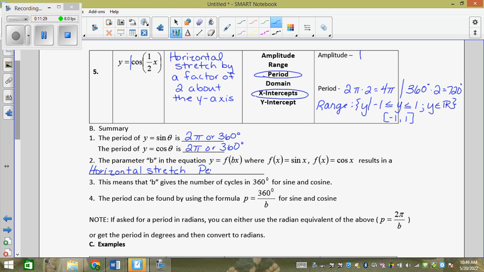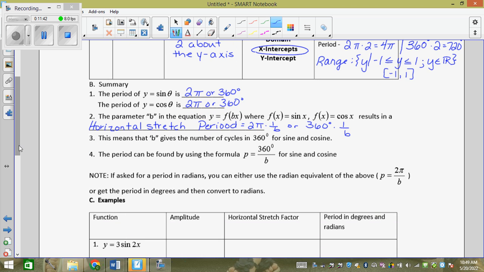And the period being 2 pi times 1 over b, or 360 degrees times 1 over b. This means b gives the number of cycles in 360. Period can be found by dividing them, like that. Or I like doing the period as 360 degrees times the horizontal stretch, or 2 pi times the horizontal stretch. It just makes more sense.